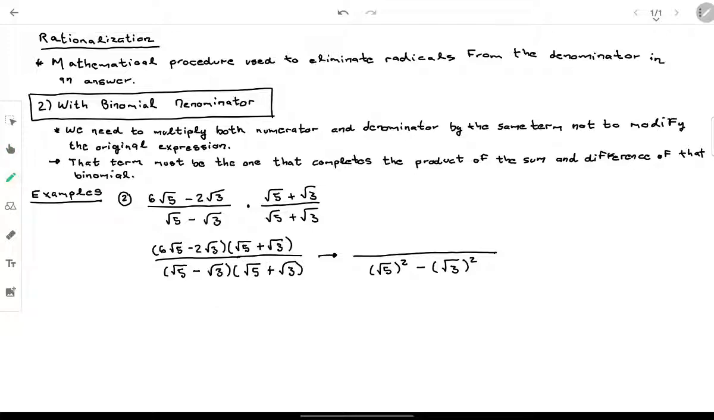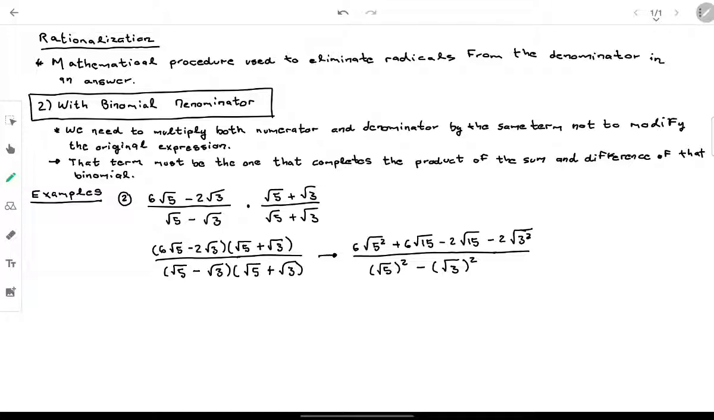So let's see. The first one is going to be 6, and we have the square root of 5 multiplying the square root of 5, which is the square root of 5 squared. The second one is going to be plus 6 the square root of 5 times 3, that is 15. Then it's going to be minus 2 the square root of 15. And finally, it's going to be minus 2 the square root of 3 squared.